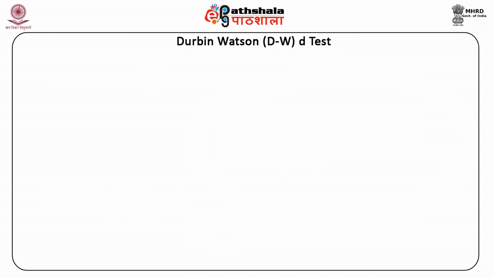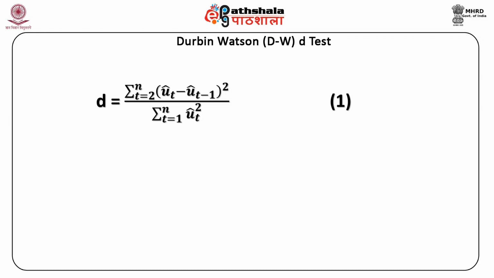Durbin-Watson, which is the DW or d test. Durbin and Watson have defined the d statistic based on the estimated residuals of the regression. d is defined to be equal to the sum over t from 2 to n of (u_t hat minus u_(t minus 1) hat) whole square, divided by the sum of u_t hat square, where the sum ranges over t equal to 1 to n. This is our equation 1.